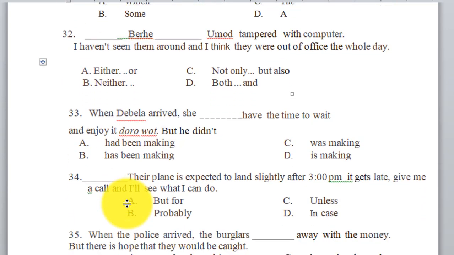Exactly. When Debella arrived, she blank have the time to work. Here, the options are the past perfect continuous, the present perfect continuous, the past continuous, and the present continuous. Very important clue here, so the answer is the past continuous: when Debella arrived, she was having the time to work.